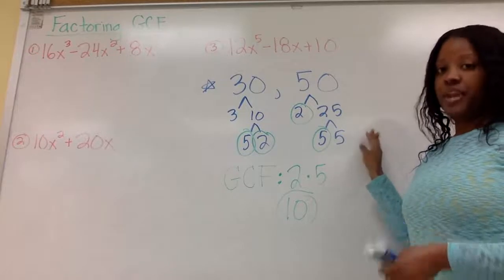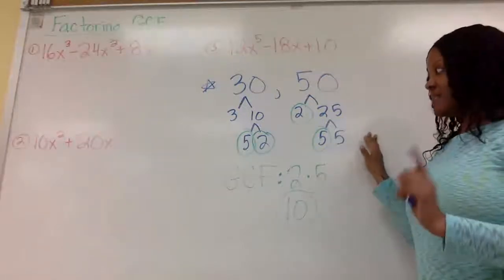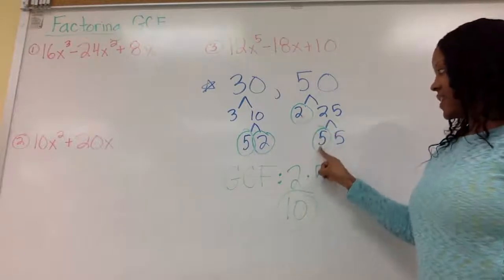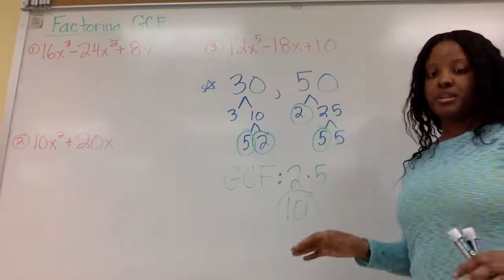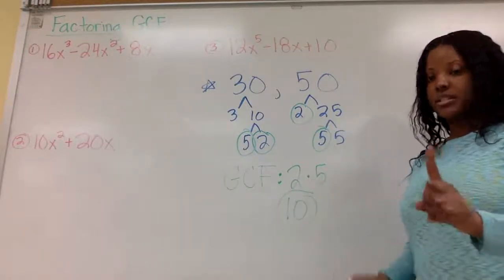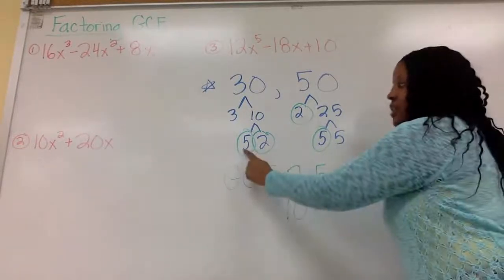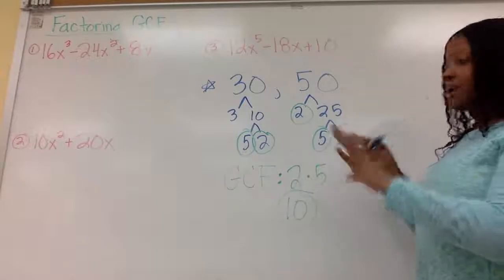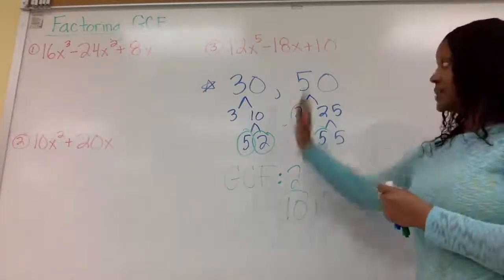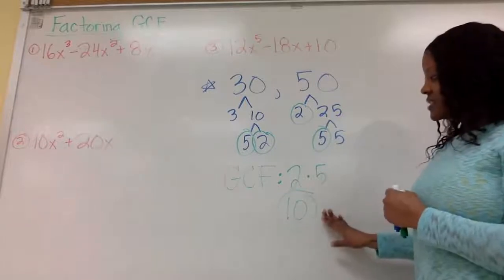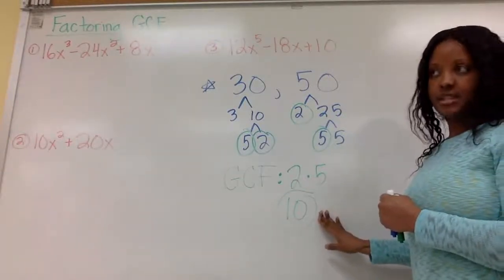Do not, I see this sometimes, do not do 5 times 2 times 2 times 5. You're counting your numbers too much. You only count them once. They each have one 2, and they each have one 5. If they had multiples, then you would multiply, but they only each share the number 2 and the number 5. So regardless, their greatest common factor is 10.